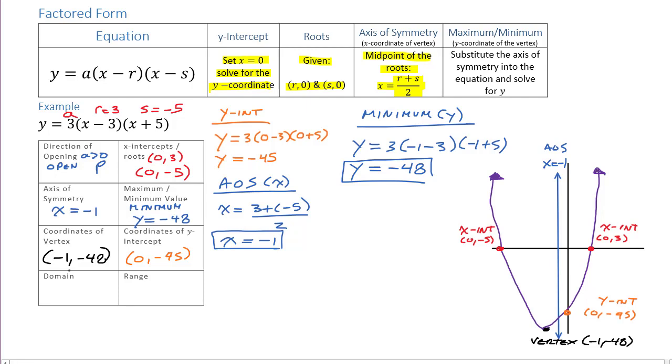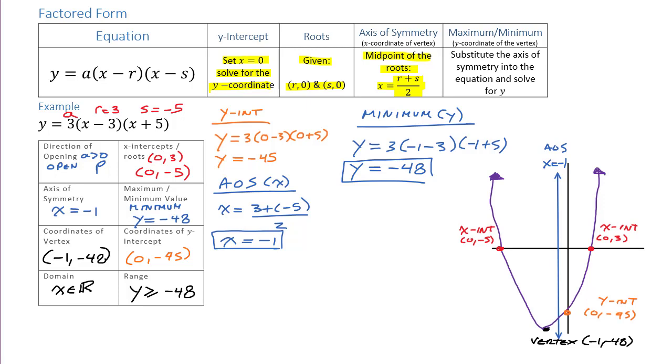Okay, domain. Nice thing again, x is always an element of R for these. The range, however, let's look at this. Now it's opening up, so y has to be greater than or equal to the lowest point, and the lowest it can be is our minimum at -48. Okay, so there's the second version of a quadratic equation.